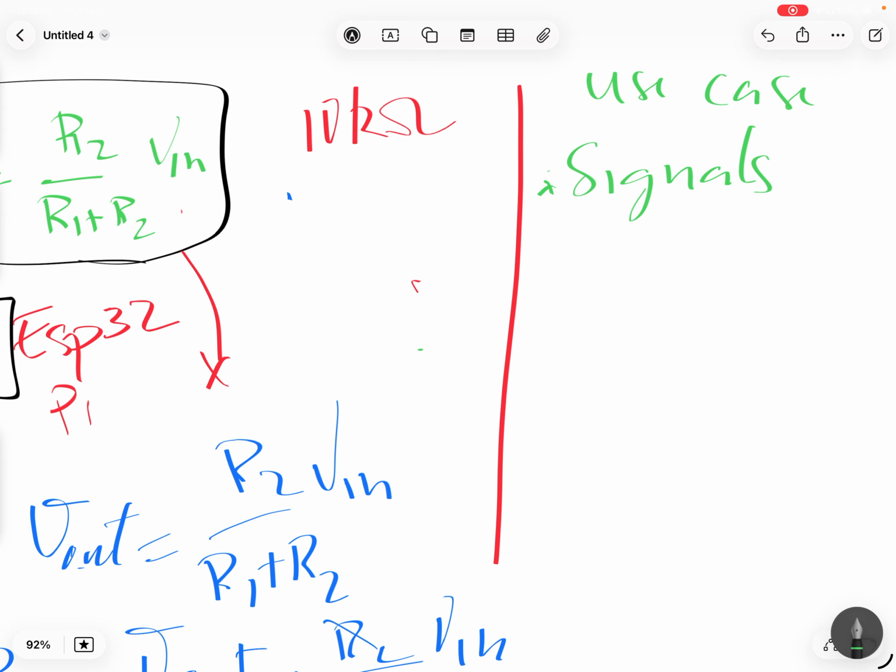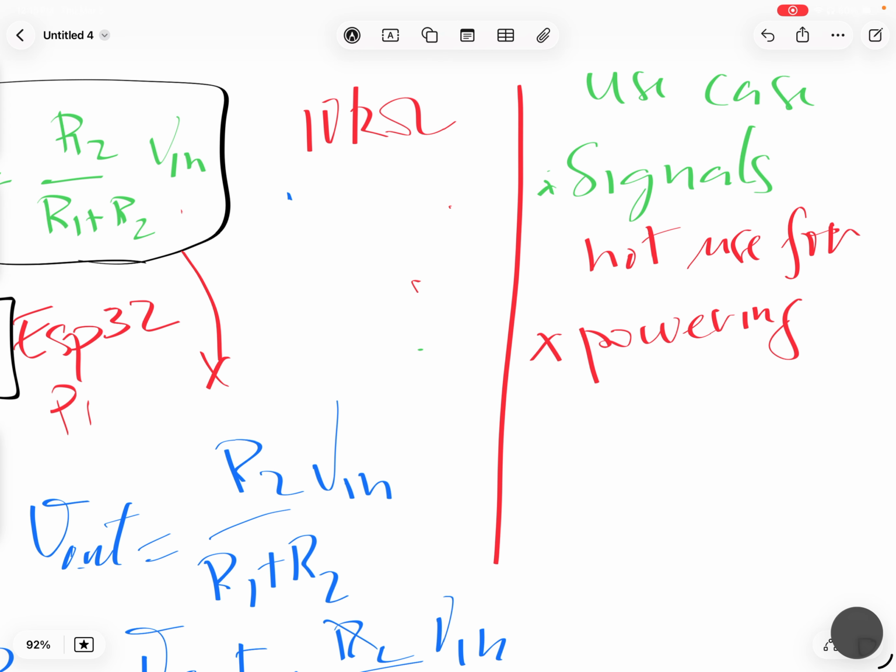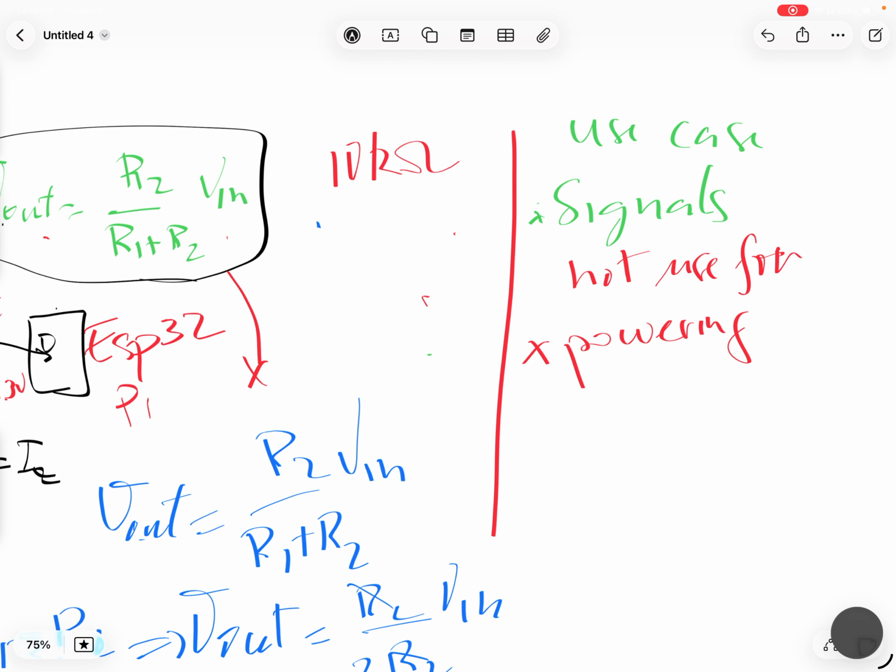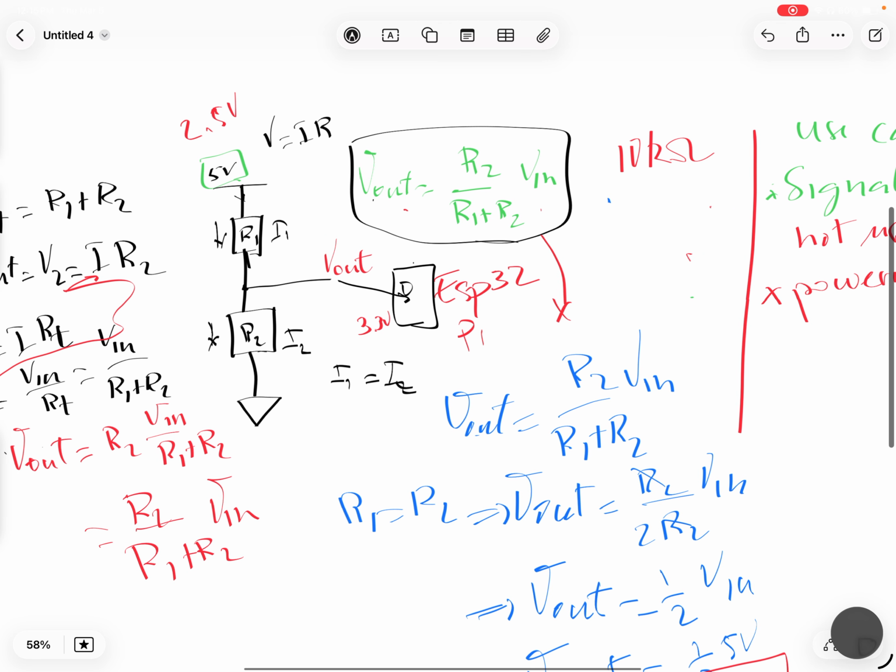And not for, let me change the color here. Not used for, okay, you can use this for something like powering a device. For powering, this is because the device you're trying to power might have some resistance to it.